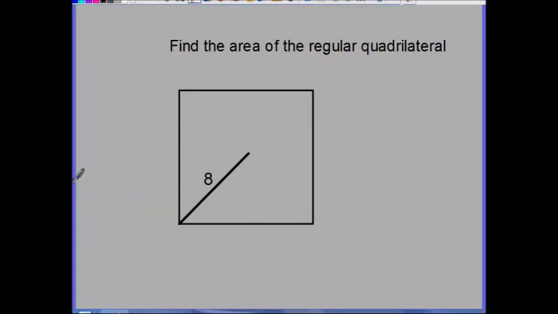So here's another one. We're going to find the area of the regular quadrilateral. Again, you can use the area of a regular polygon formula, especially if you want to practice it. Or if you want, there's an alternate method you could use as well. Let's see what you can do. Press pause.